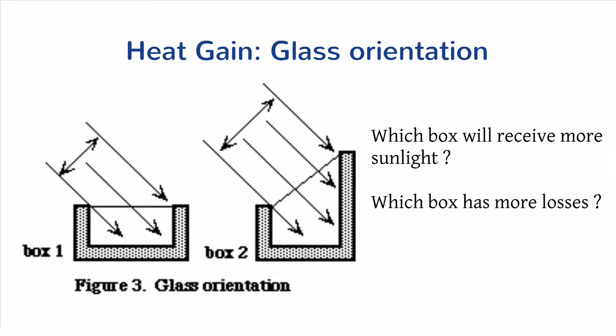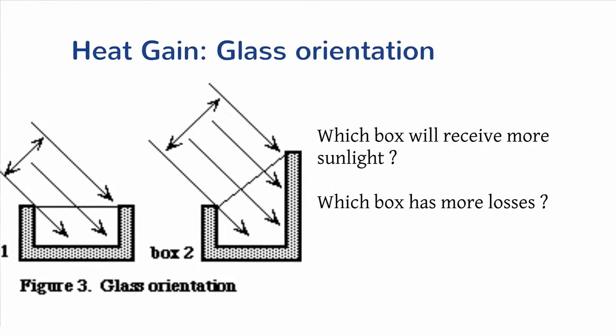Now, which box has more losses? Box two. Yeah. Why? Because it has a wider angle for reflection. Yeah, it's got a higher surface area to radiate the heat out. So it's not just the gain, we also need to think about the losses. Where is the energy going out as well?